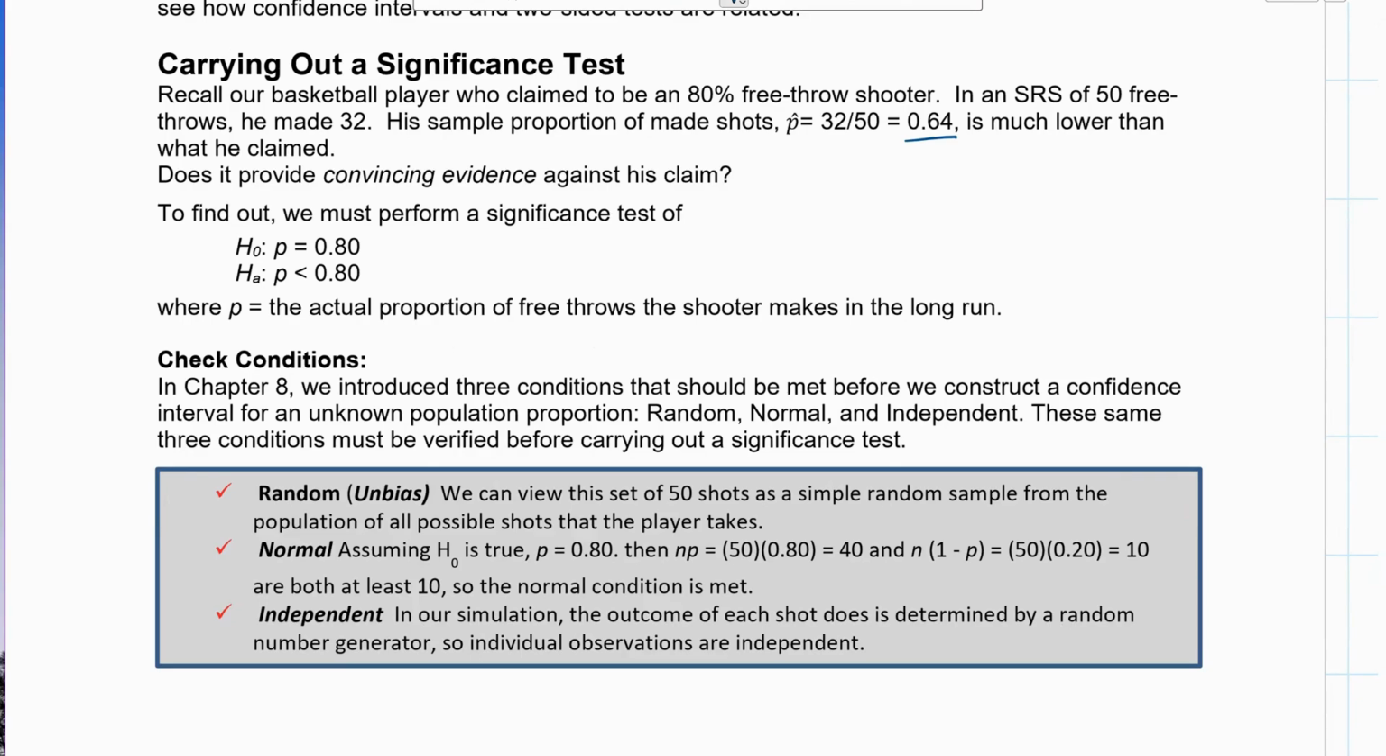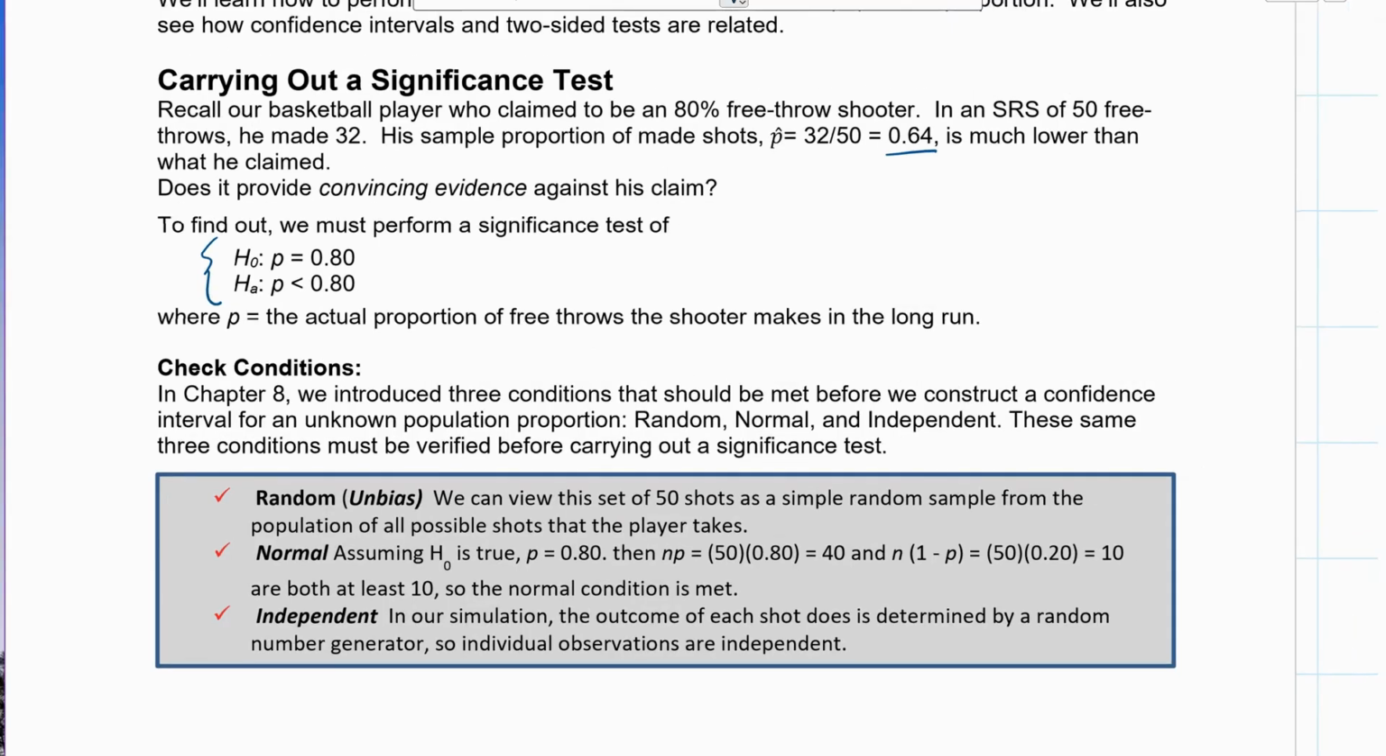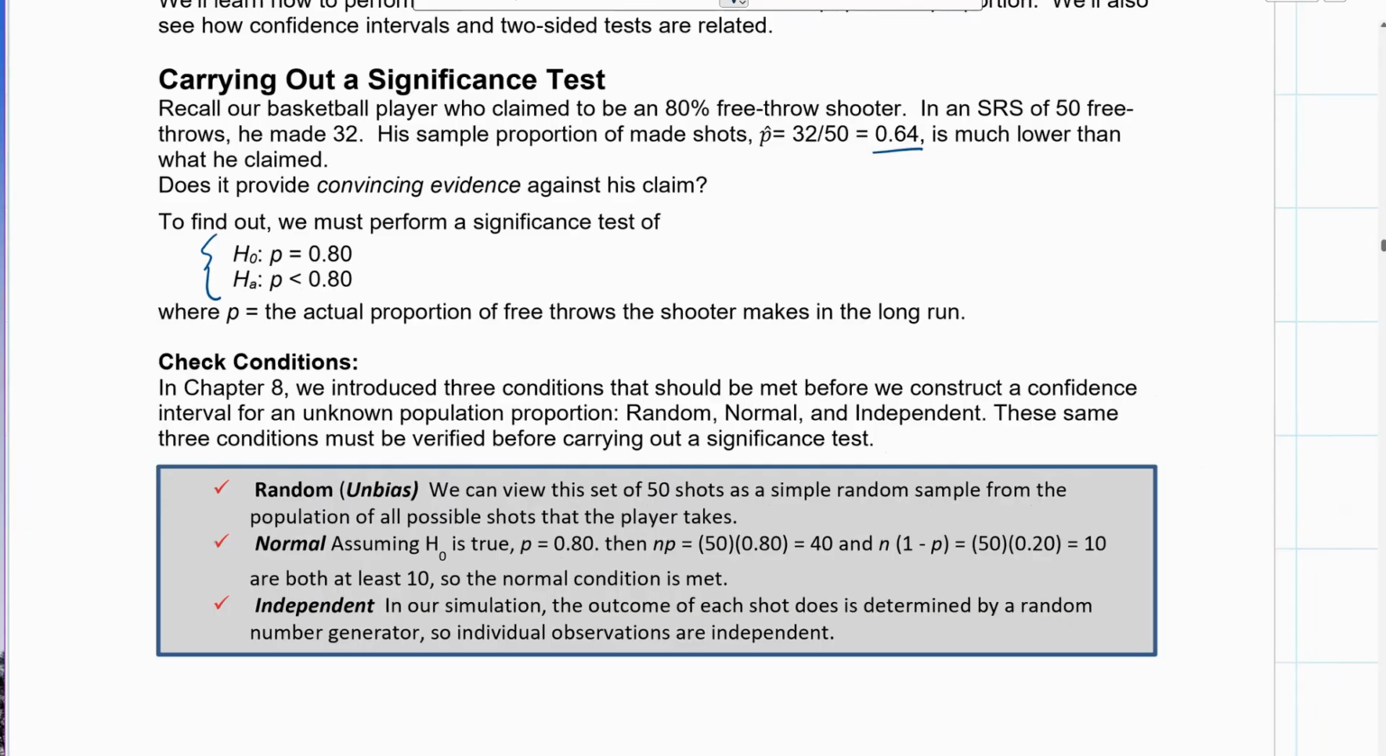We talked about in the previous section the H naught and HA claims. The first one is that there is nothing special going on, that the population proportion is 80%, and our alternate hypothesis is that no, we really think that he's less than an 80% shooter.